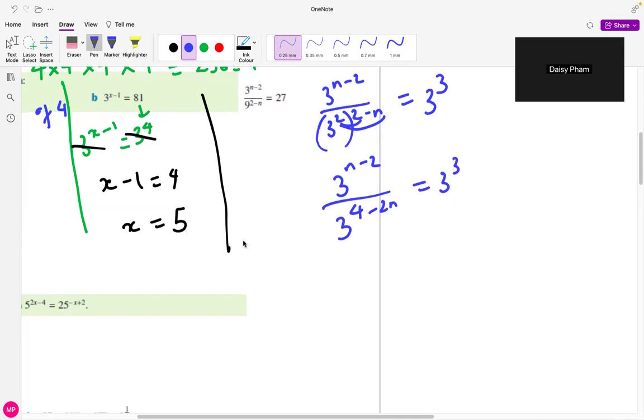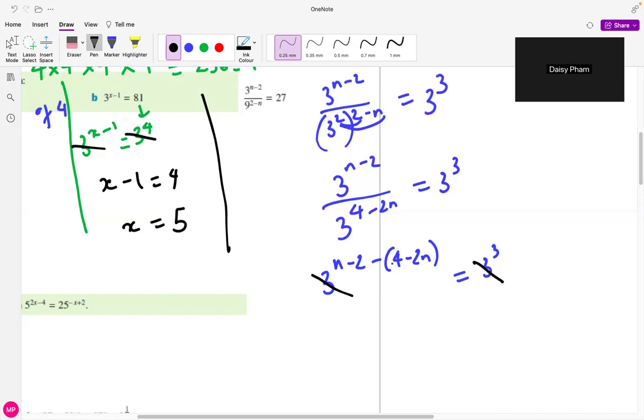Then your next step is you're going to apply the index law. When you divide and they have the same base, you're going to take away the power. So you're going to have 3 to the power of n minus 2, you write again, and then you take away the power here as 4 minus 2n, like that, equal 3 to the power of 3. So make sure you have one base on the left, one base on the right, so this one can go away. So you're left with just this equal to 3.